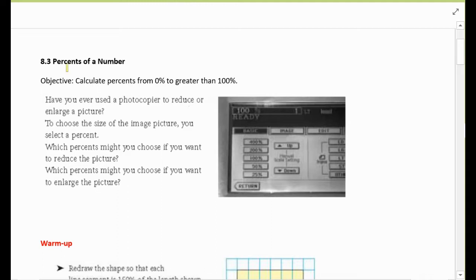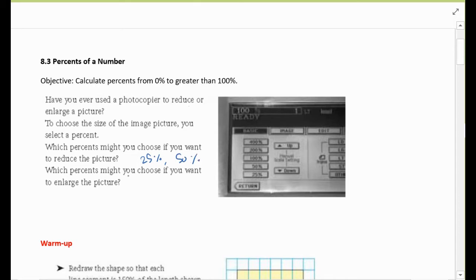Today we're going to learn percents of a number. So we're going to calculate percent from 0 to greater than 100%, right? Have you ever used a photocopier? Here you have numbers: 25%, 50, 100, 200, 400. Which percent might you choose if you want to reduce the picture? Which percent is reduction? Among those 5 numbers, 25% and 50% are reduction.